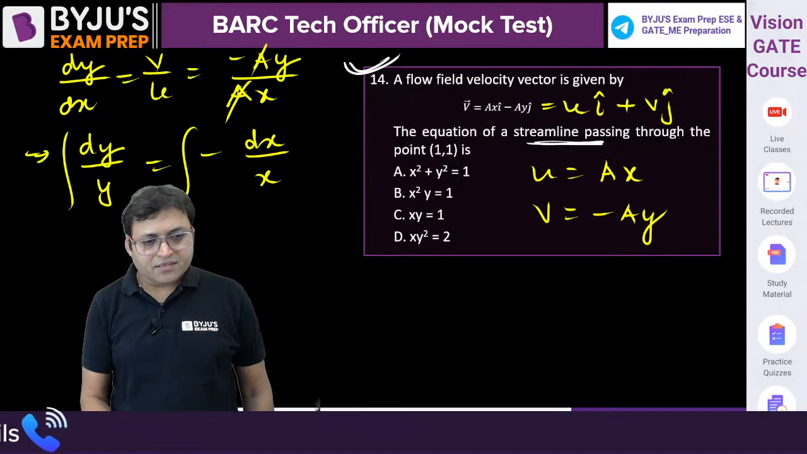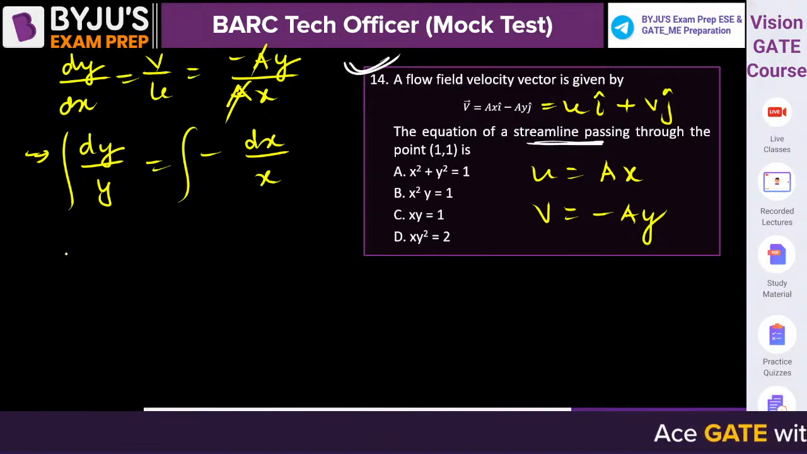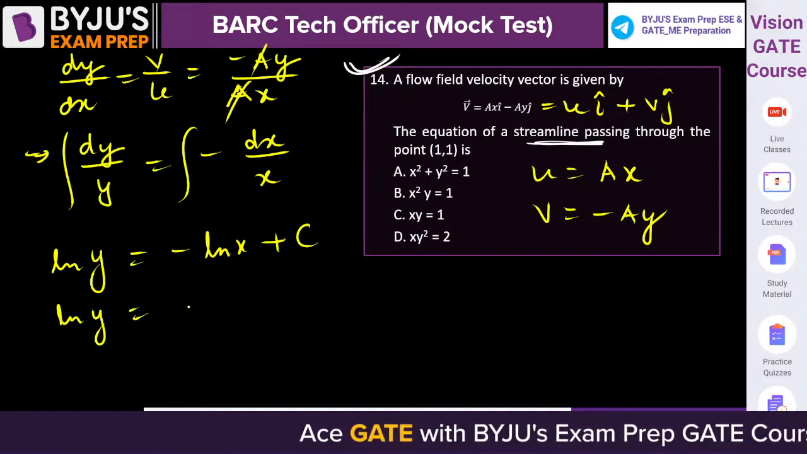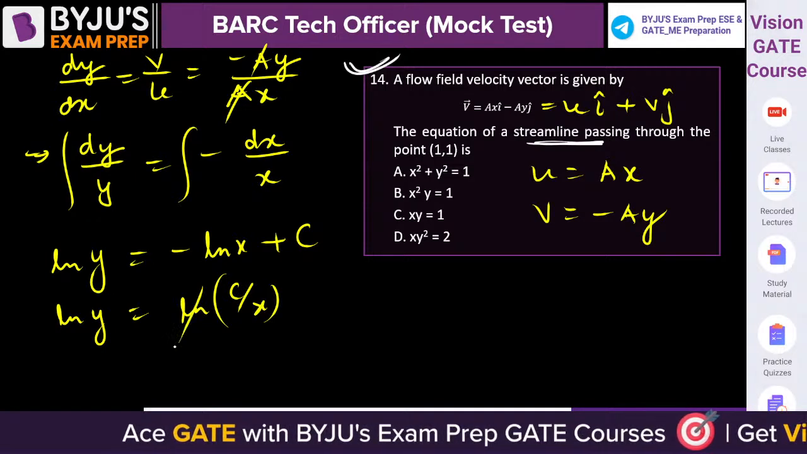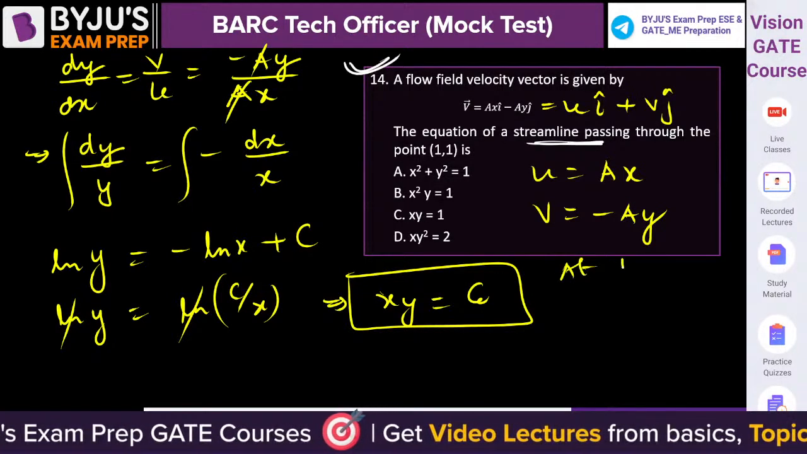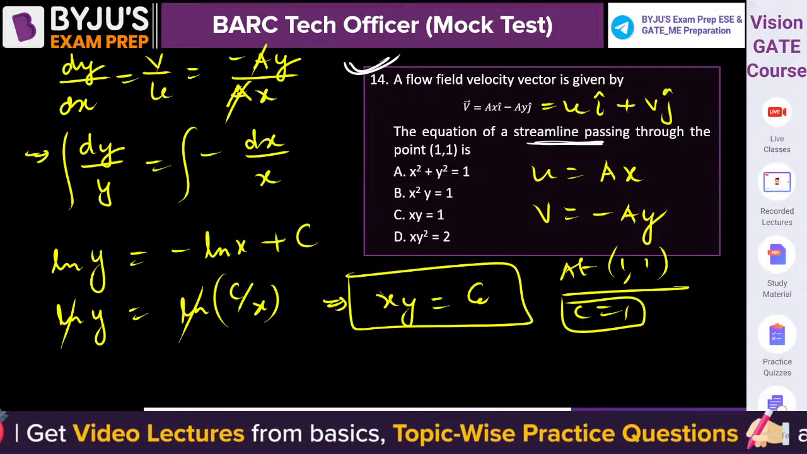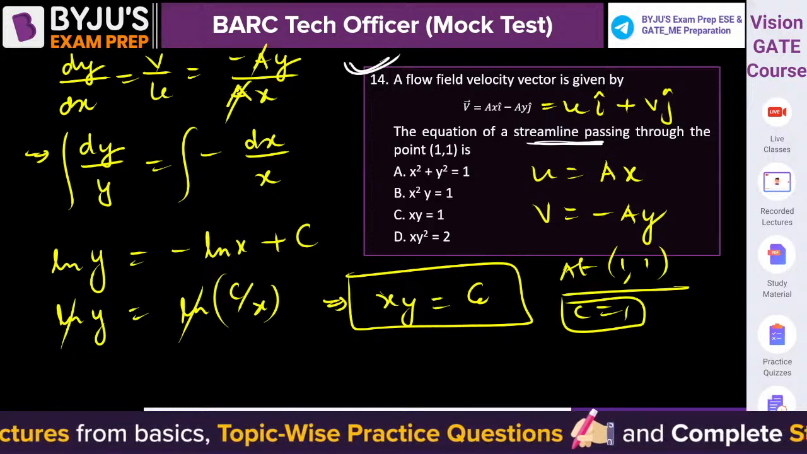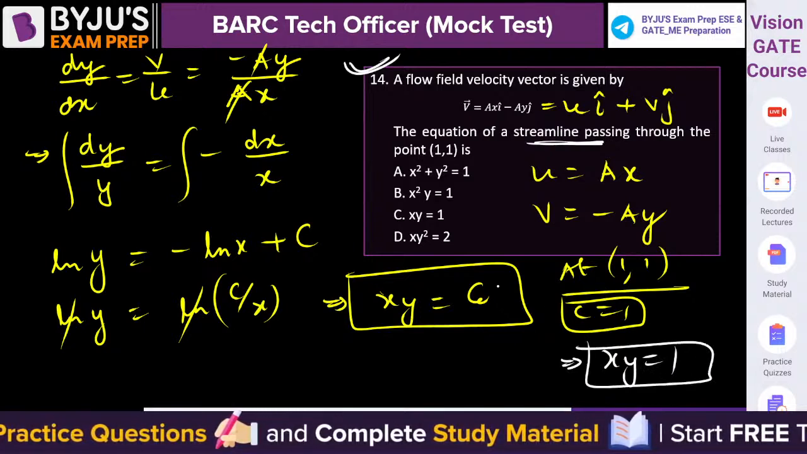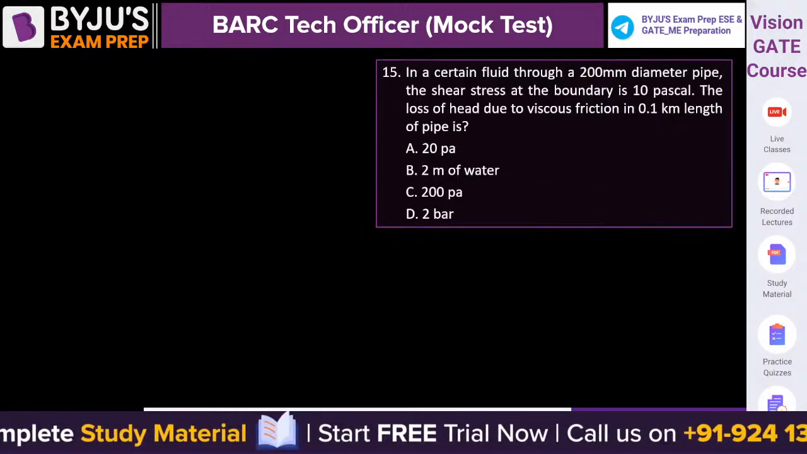So integrate this. Then ln of y is equal to minus ln of x plus c, or we can say ln of y is equal to ln of c by x. Natural log will get cancelled out. So xy is equal to constant at 1, 1. C is equal to 1. So our expression will be xy is equal to 1, the equation of the streamline. 14C, well done. 14th answer will be C.